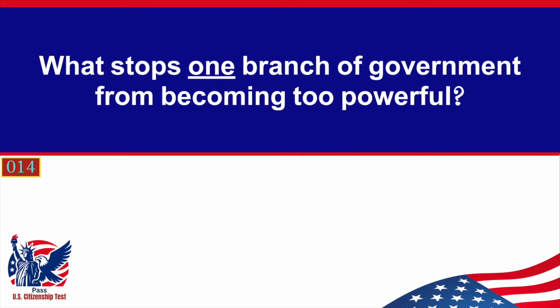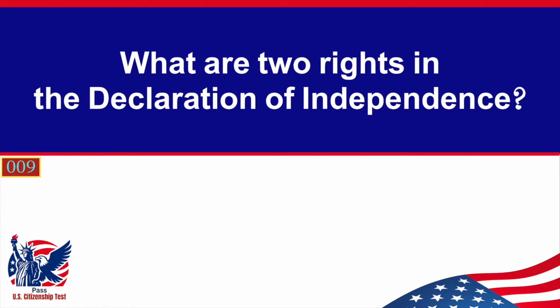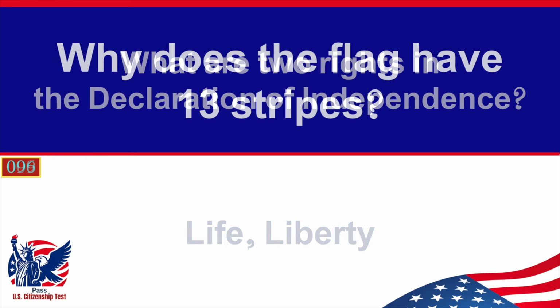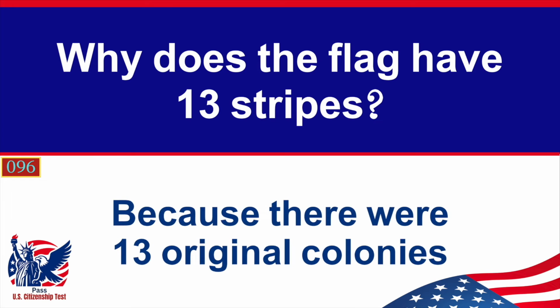What stops one branch of government from becoming too powerful? Checks and balances. What are two rights in the Declaration of Independence? Life, liberty. Why does the flag have 13 stripes? Because there were 13 original colonies.